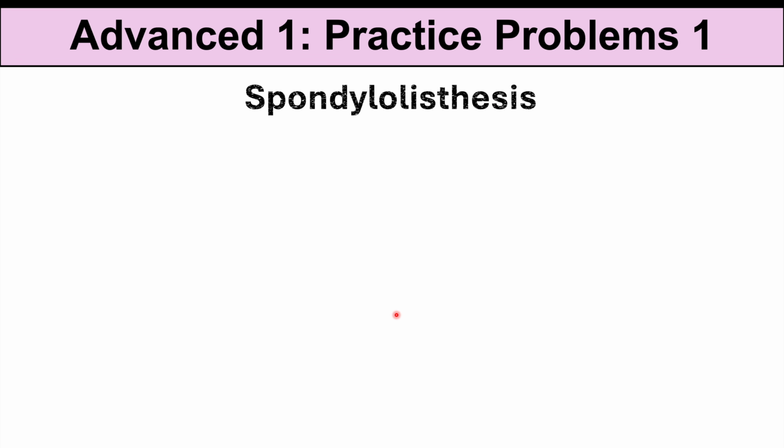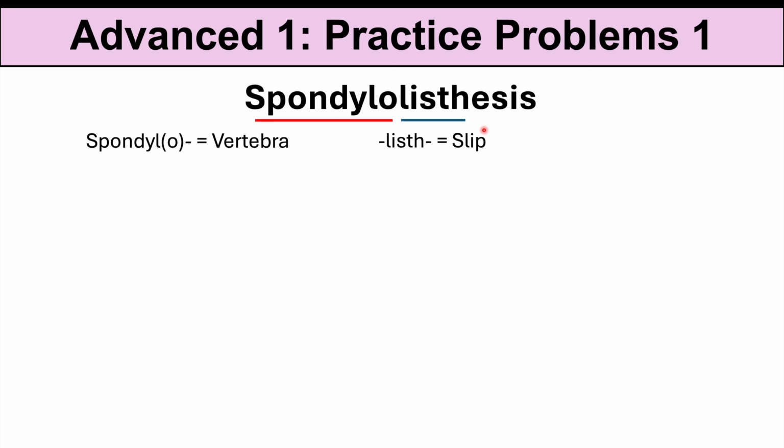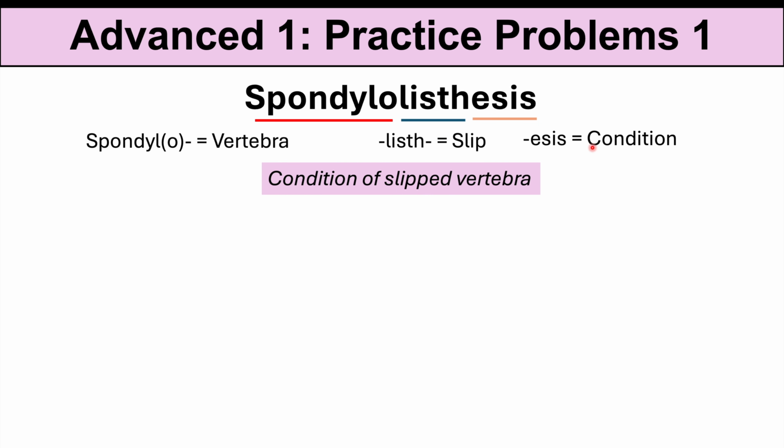So the first term we're going to look at is spondylolisthesis. If we break that term down, spondylo refers to vertebra, list refers to slip, and esis is a suffix meaning condition. So if we put all these together, spondylolisthesis is a condition of a slipped vertebra, and it's going to be regarding a forward displacement or a forward slipping of a vertebra, more specifically.